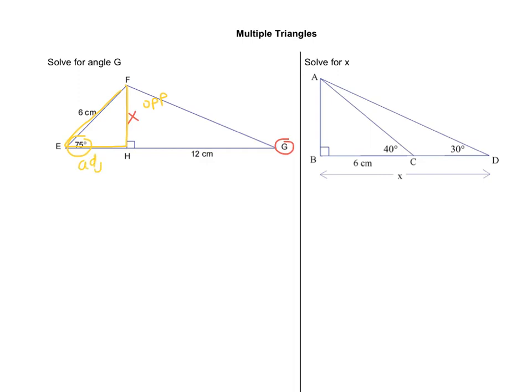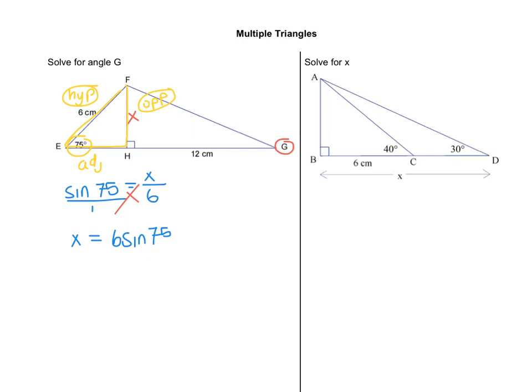EH is my adjacent, and 6 is my hypotenuse, which means I want opposite and I have hypotenuse, so I'm going to use sine. So sine of 75 is equal to opposite x over hypotenuse 6. And like always, we're going to put sine 75 over 1 and then cross multiply. And when I do that, I get 1 times x equals 6 times sine 75.